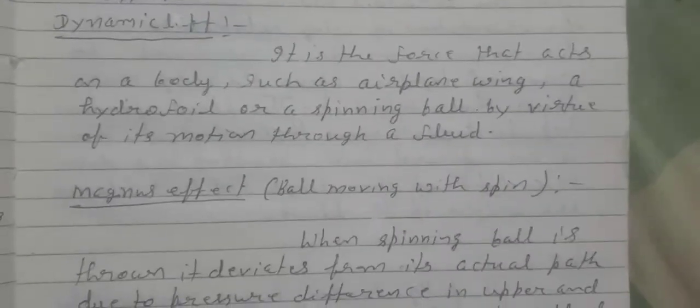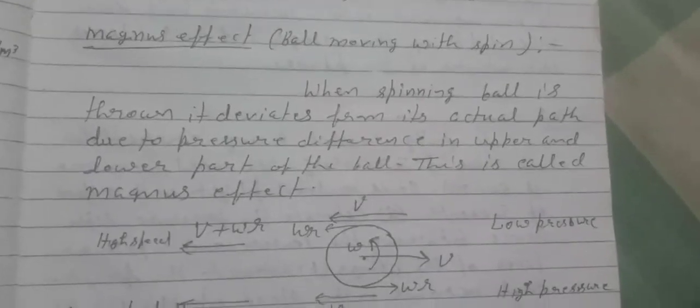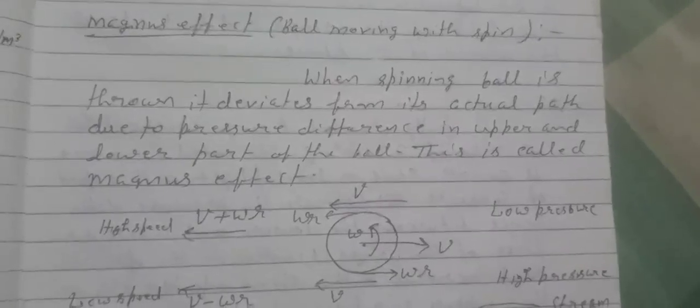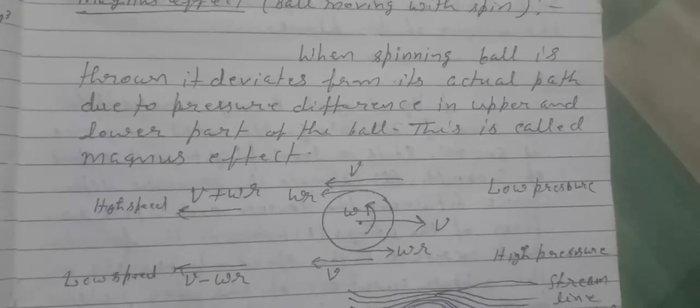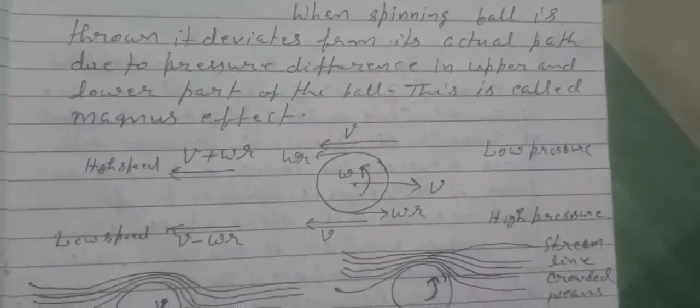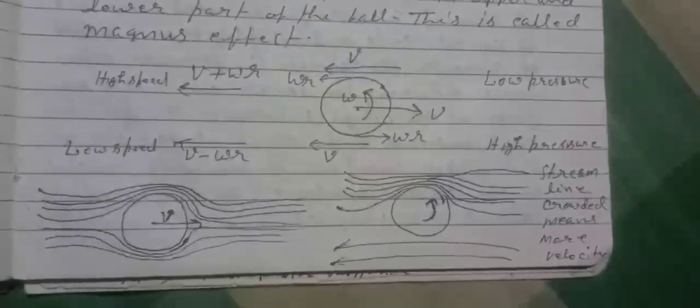Now, dynamic lift. It is the force that acts on a body such as an aeroplane wing, a hydrofoil or a spinning ball by virtue of its motion through a fluid. Magnus effect: ball moving with a spin. When a spinning ball is thrown, it deviates from its actual path due to pressure difference in the upper and lower part of the ball. This is called Magnus effect. The situation is shown in the figure.